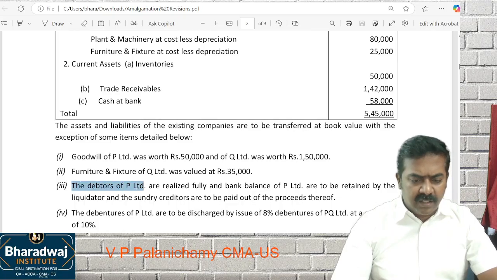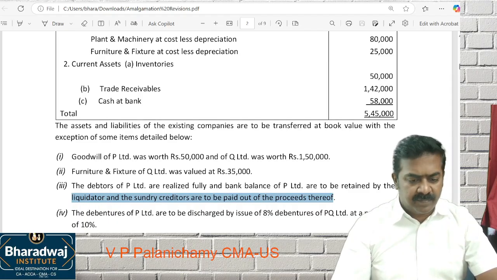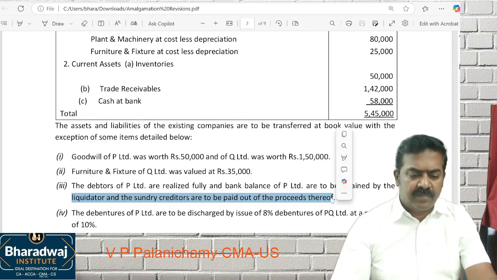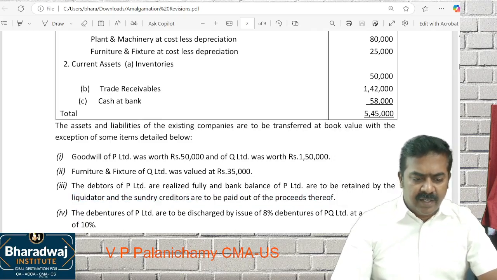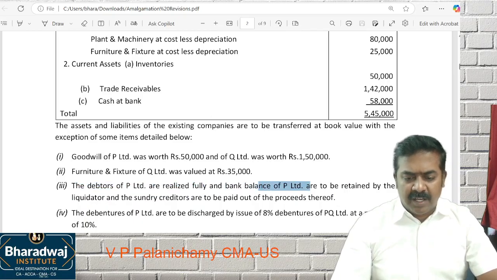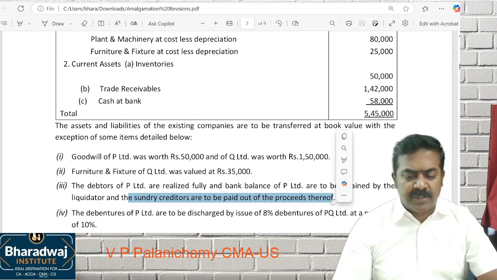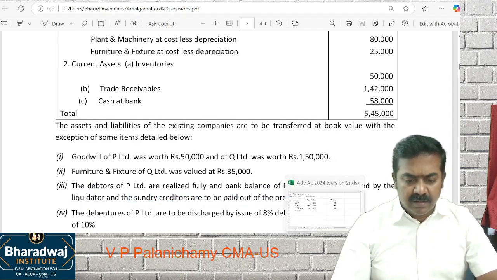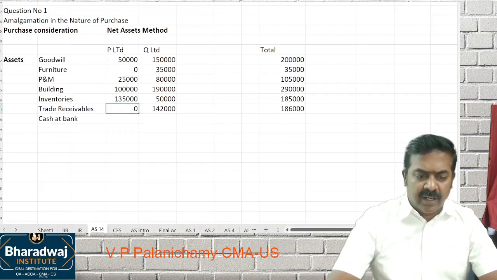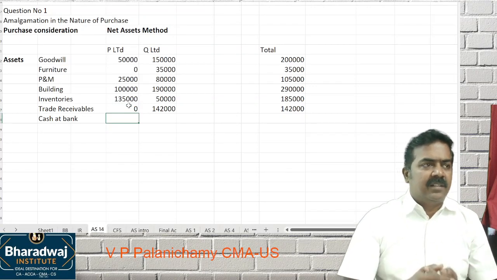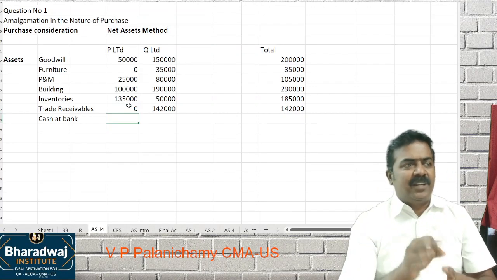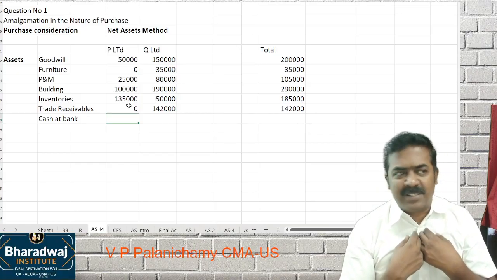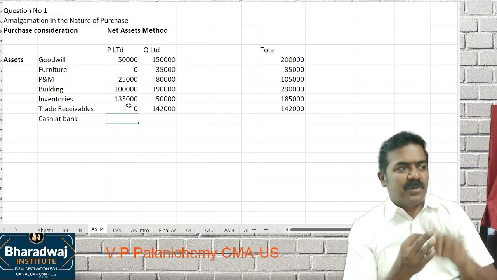Look at this. Debtors of P Limited are realized fully. Bank balance of P Limited are to be retained by liquidator, and sundry creditors are paid out of the proceeds thereof, they have given. So what to do? Trade receivables are not taken over by the purchasing company. It is left to the liquidator of selling company. It is simple. Debtors you collect, bank balance you retain. With that you pay the creditors, which means purchasing company is not taking over debtors, bank balance, and creditors.